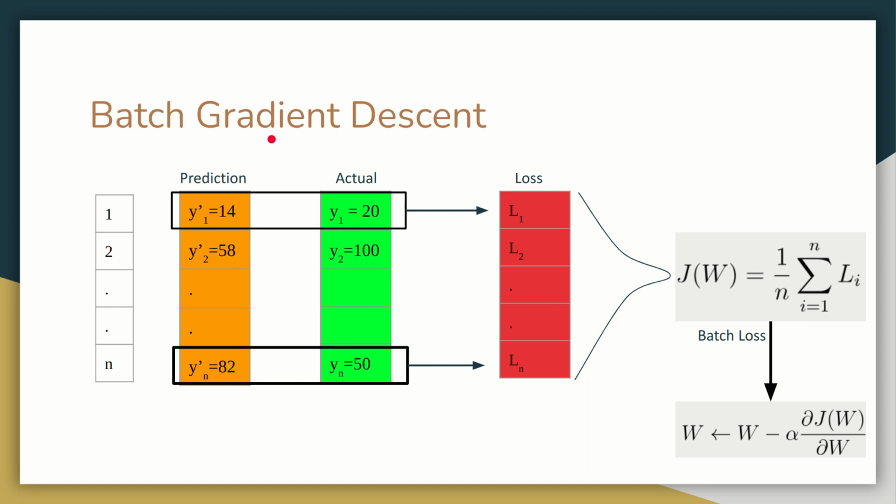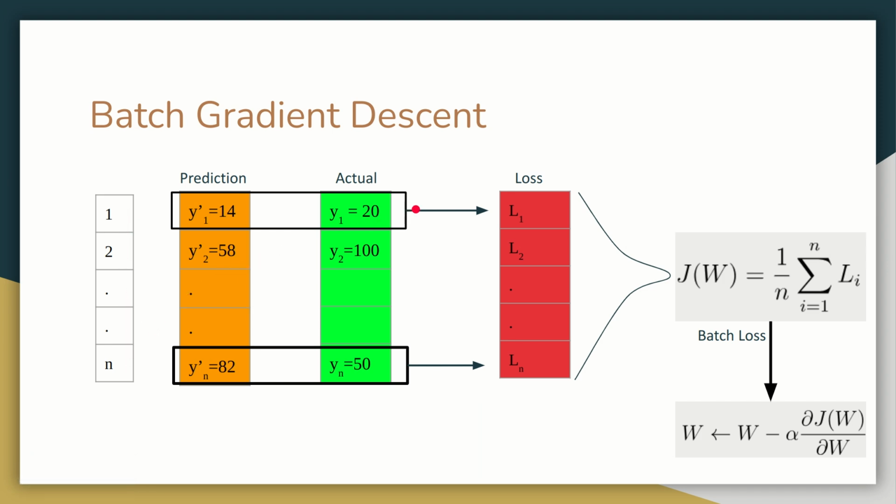Let us look in much more detail at what we were doing while doing the gradient descent. So we were looking at the idea of batch gradient descent. Let me explain what batch gradient descent is. Let's say we have predictions and we have actual values. These predictions are made by the neural network. We have n data points, or n data examples, from 1 to n.